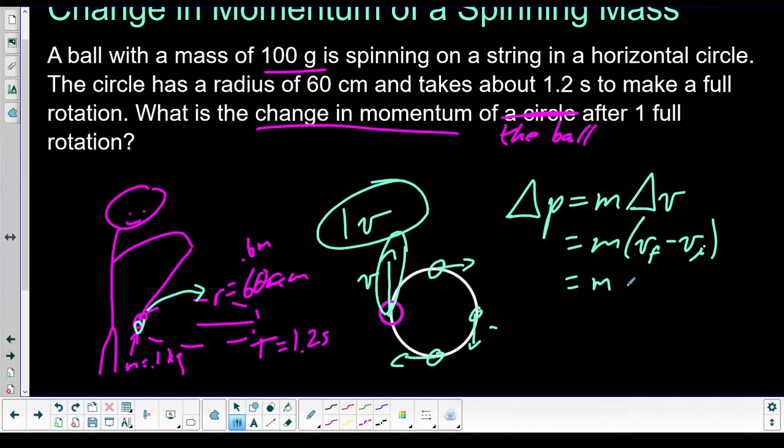So my mass times v final of 1 minus v initial of 1, because it ends and begins in the same spot and is going the same speed, there is no change in velocity. Yes, the velocity changed a whole bunch, but because we're looking for change in momentum of 2 specific points after a full rotation, we only care about the beginning and the end, which I think is the most uncomfortable part of this, right?